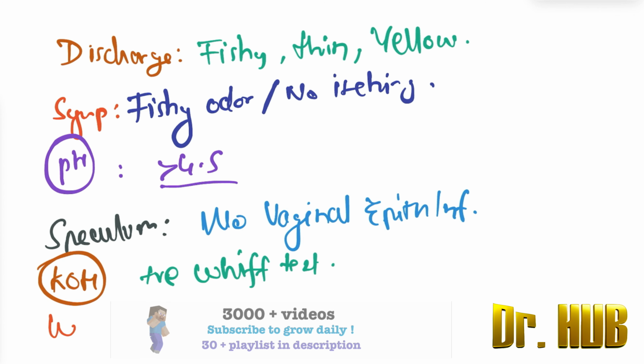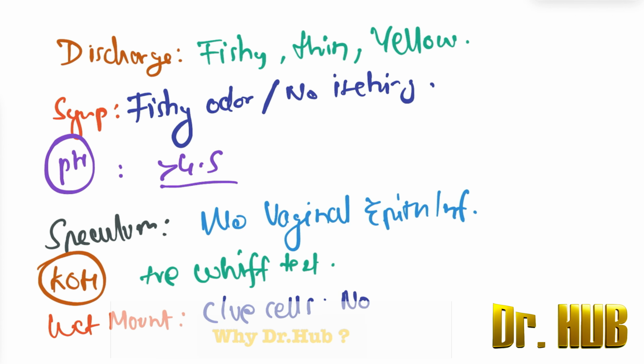Then when we look at the wet mount, there are clue cells, and no WBCs are seen.